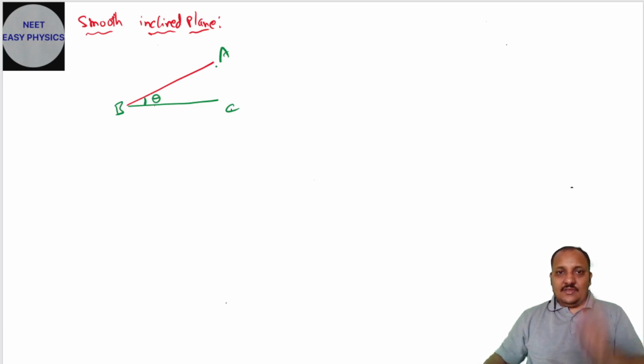In this class, we will discuss the motion of an object on a smooth inclined plane. First of all, what is an inclined plane? It is a plane which is making some angle with the horizontal. Now AB is making some angle theta with the horizontal. Therefore, AB we will call an inclined plane.